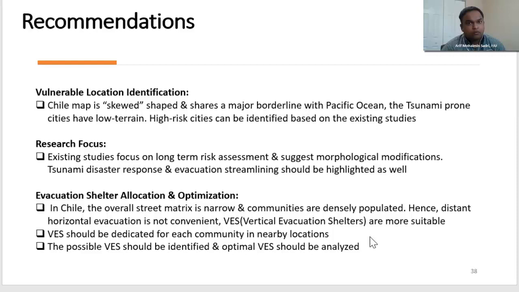So now vulnerable location identification is very important because your models will be based on the risk each community perceives. Also, we have seen in the literature that the focus has been on risk assessment and also on the warning system. So we are in the right direction. We have to emphasize more on the evacuation on the response side, but as we do it, we have to connect it with the warning information and risk assessment. So we have to make connections. And also evacuation shelter allocation.